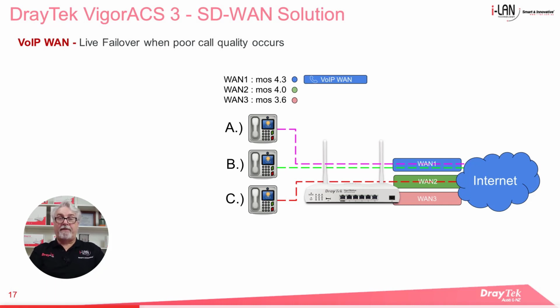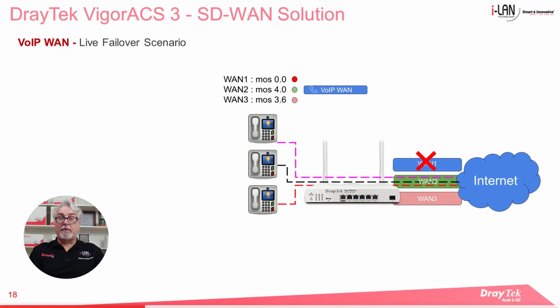In the example shown here, phones A and B established calls through WAN 1, but when phone C also started a session through WAN 1, a drop in call quality was detected, so the call was moved to WAN 2. If the WAN 1 MOS drops significantly and there's a WAN with a higher score available, all VoIP calls will be moved to that WAN, which is WAN 2 in the example shown here.